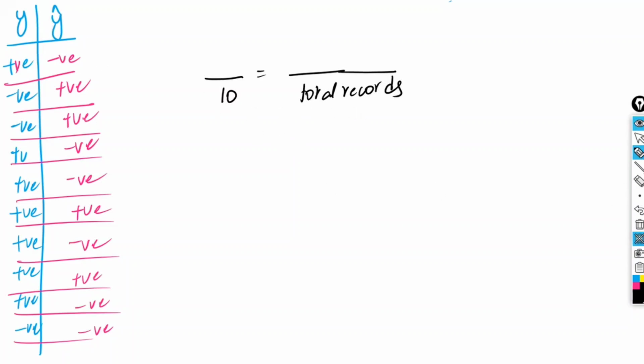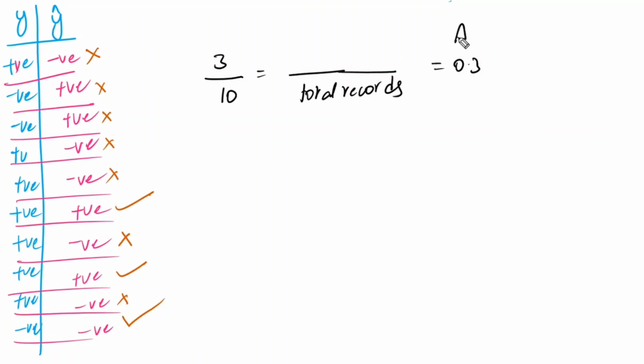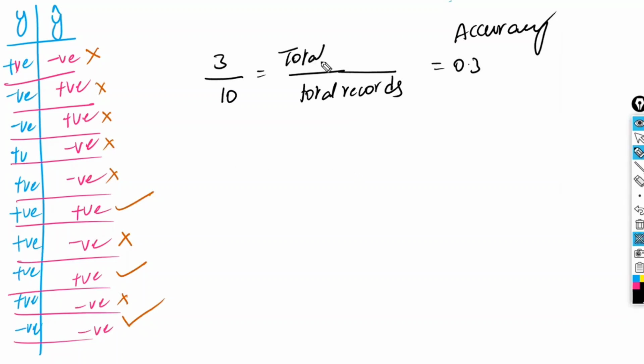Now out of these 10 records, how many of them are correct? This one is wrong prediction, wrong, wrong, wrong, wrong, correct, wrong, correct, wrong, correct. So 3 of them are correctly predicted. So it is 3 out of 10, which is 0.3. This is called accuracy. Is that clear? Total correctly predicted divided by total number of records is called accuracy.